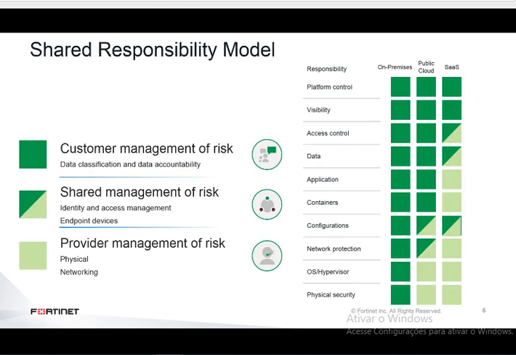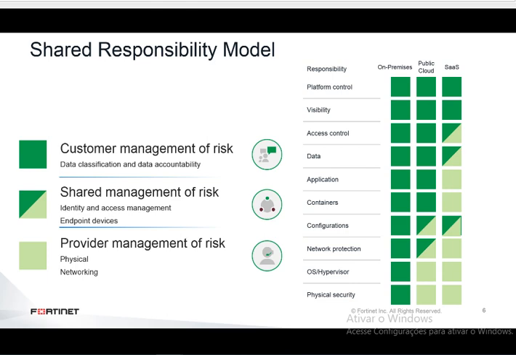Let's talk about the shared responsibility model. In the traditional on-premise data center, the customer is responsible for all security. They ensure that security responsibility is clear and must make it easy to set and enforce standard security policies and procedures. This model changes when you move applications to the cloud.